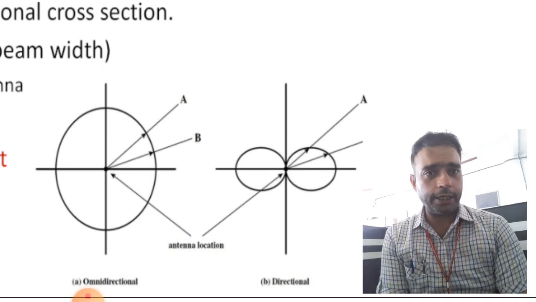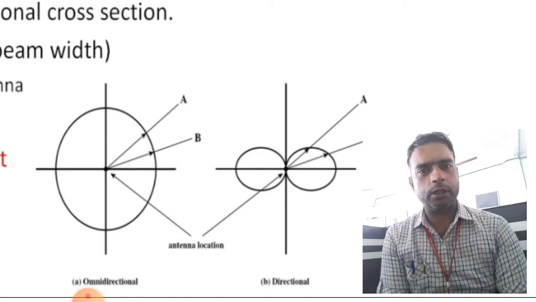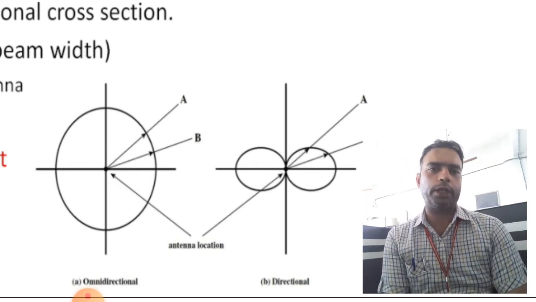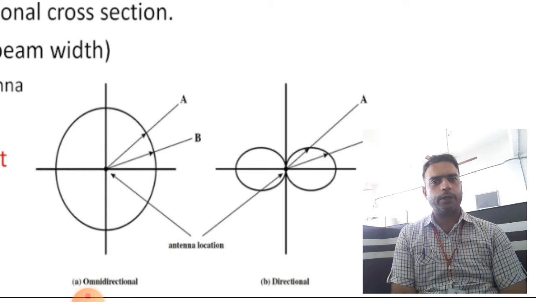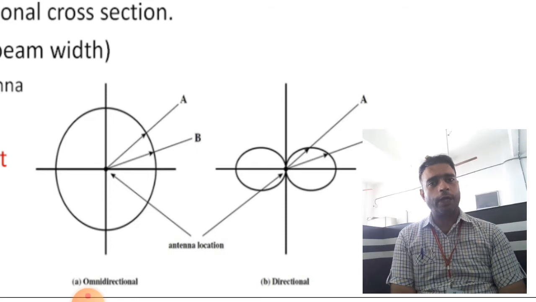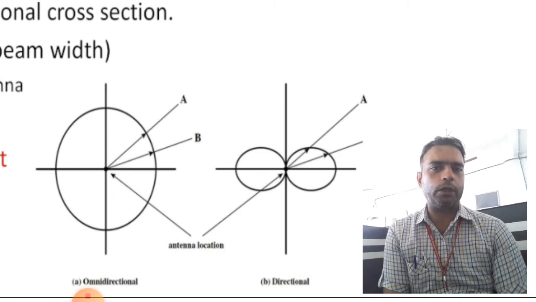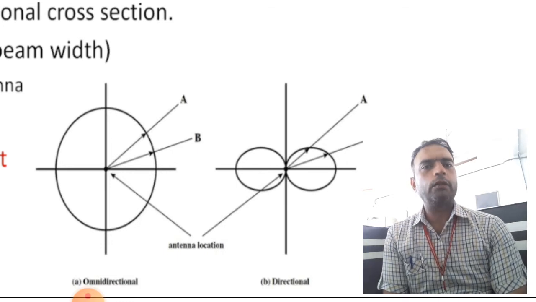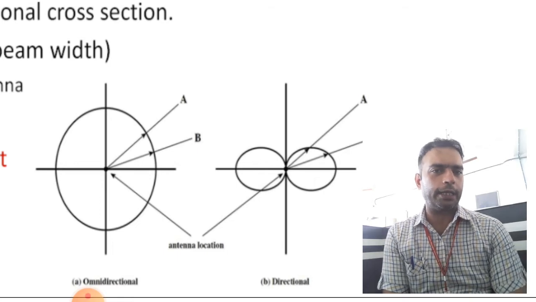Now the directional one is given here. For omnidirectional, both transmitting and receiving have the same network range. In the directional part, both are different: the transmitting range is different and the receiving range is different. We can see one particular part used for transmitting from the antenna location, and one particular part receiving through A and B, the receptors.